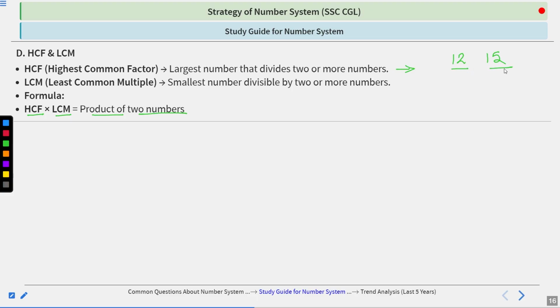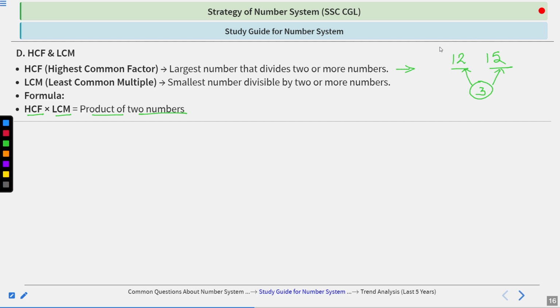So what will be the highest common factor of these two numbers? It is the highest number which can divide both of them. We can clearly see that 3 is the largest number which can divide 12 and 15. No other number more than 3 can divide 12 and 15.